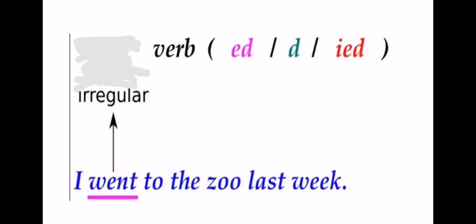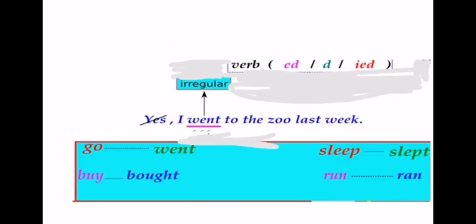In a regular verb, we add ed or d or ied. But in an irregular verb like went, we keep the verb as it is. Like, go will be went. Buy, bought. Sleep, slept. Run, ran. Okay, primary two, you understand now?